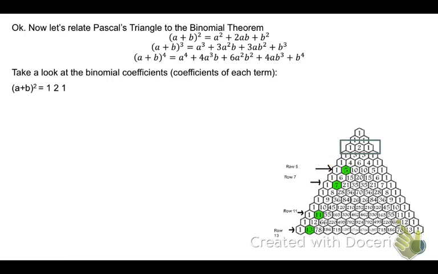Well, let's look at the third power. Does it work with that? So a plus b to the third power, that's 1, 3, 3, 1. That's the third row. What about the fourth power? 1, 4, 6, 4, 1. That's the fourth row. It's kind of weird.